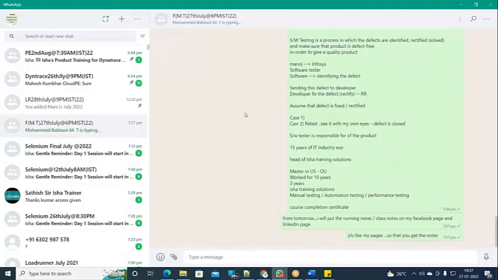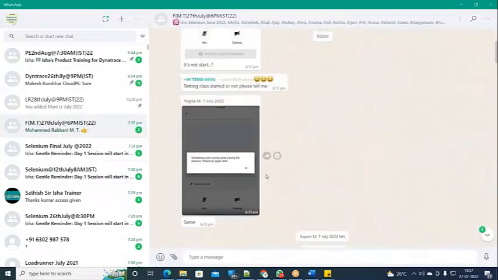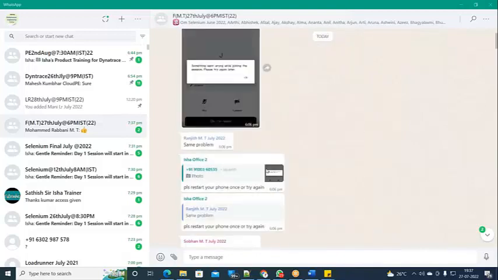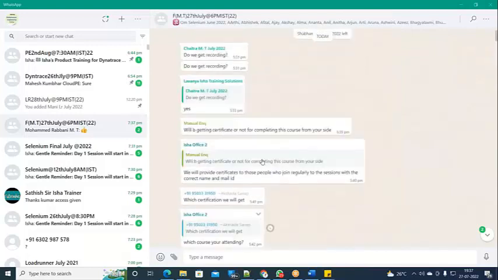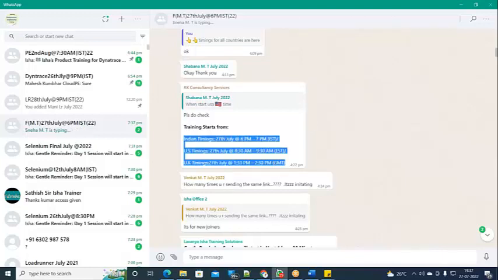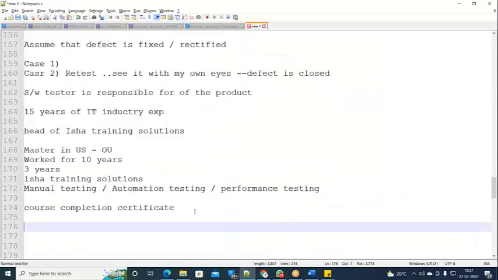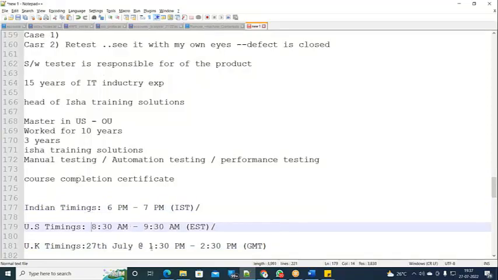The session timings, guys, have already been conveyed in the WhatsApp group. Somebody is asking about the US timings as well. We have posted it multiple times in the group. Let me see where it is. Somebody can copy paste the timings in the WhatsApp group. Okay, you see, these are the timings: 6 p.m. to 7 p.m. IST for the Indian students. If you are in the US, it is 8:30 a.m. to 9:30 a.m. EST. If you are in the UK, these are the timings. Did you get it, whoever asked for it? Yes, I got it. Okay, so these are the timings, folks.